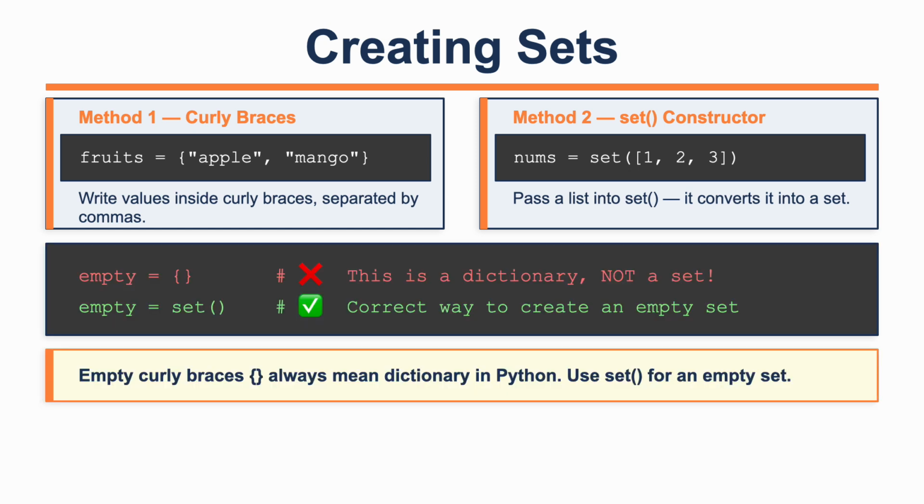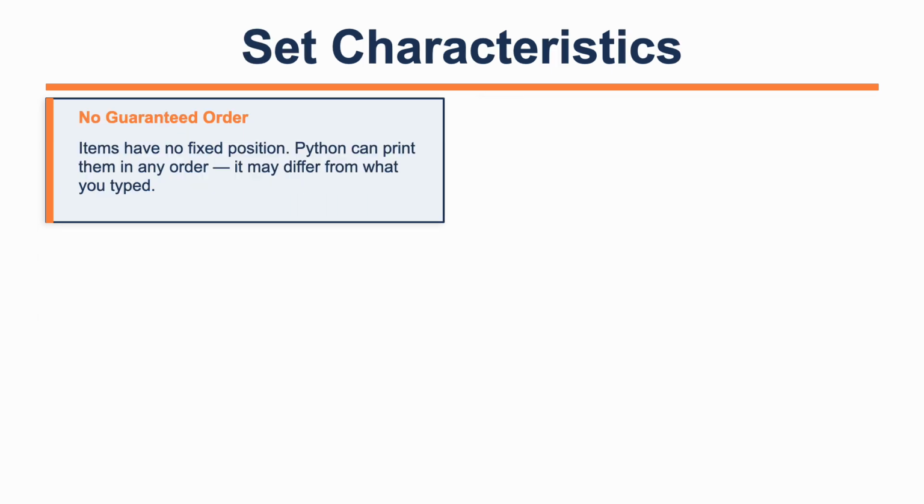Now here is something that trips up almost every beginner. If you write empty curly braces with nothing inside, Python does not give you an empty set. It gives you an empty dictionary. To get an empty set, you must use set with nothing inside the parentheses. Good. Now you know how to create a set.